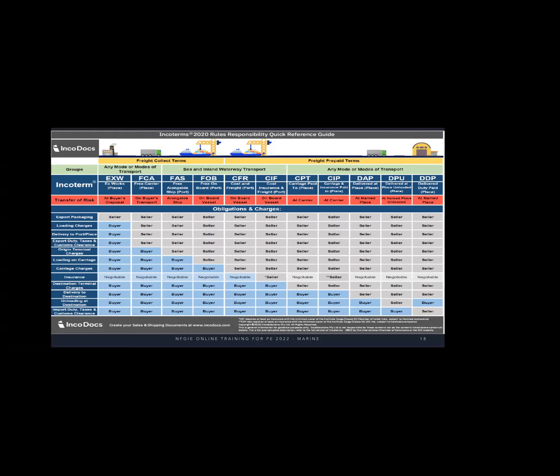In CFR also, we are saying it is on board vessel. In CIF also, it is on board vessel.